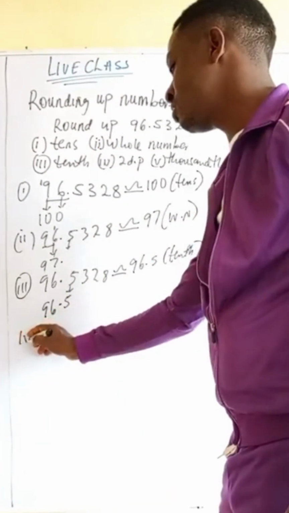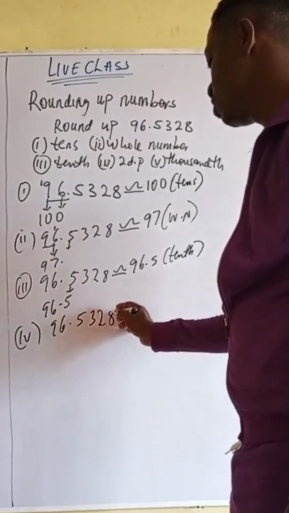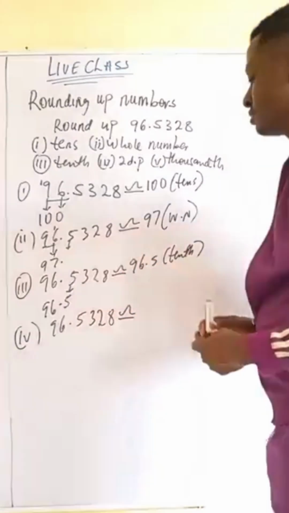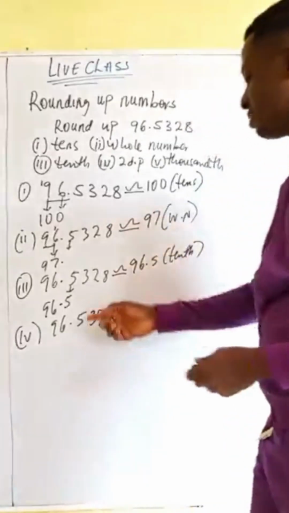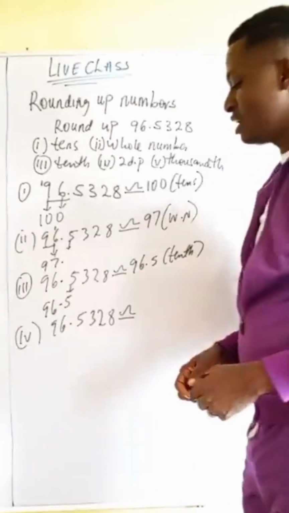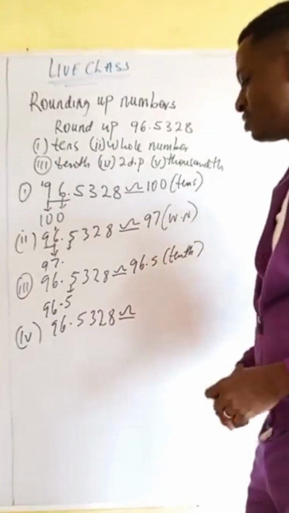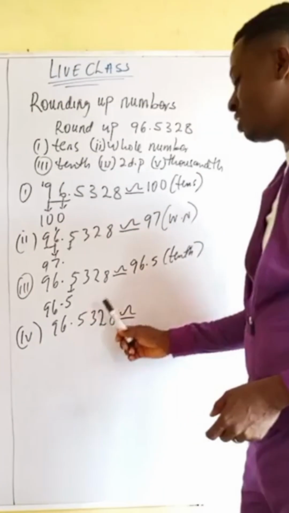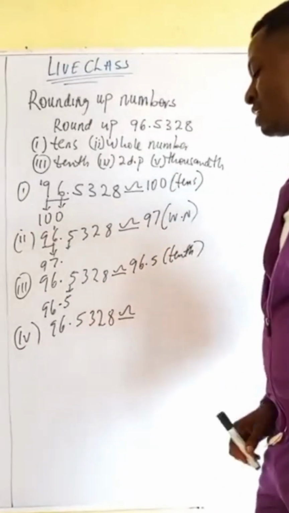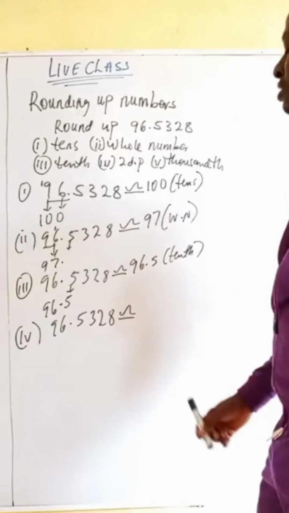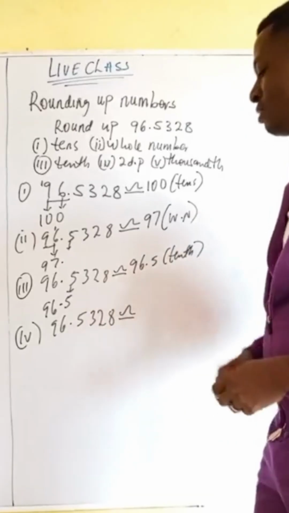So we look at the next one. 96.5328. IV, we are rounding up to 2 decimal places. So look at this decimal number. This decimal number has 4 decimal places. How do you know? After the decimal point, you count all the numbers. So we have 1, 2, 3, 4. So this is 1 decimal place, 2 decimal places, 3 decimal places, 4 decimal places. So in this question, we are asked to round up to 2 decimal places.